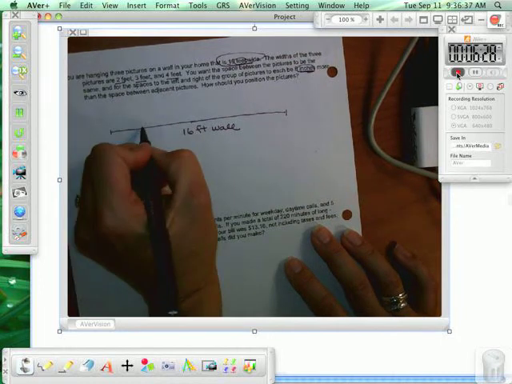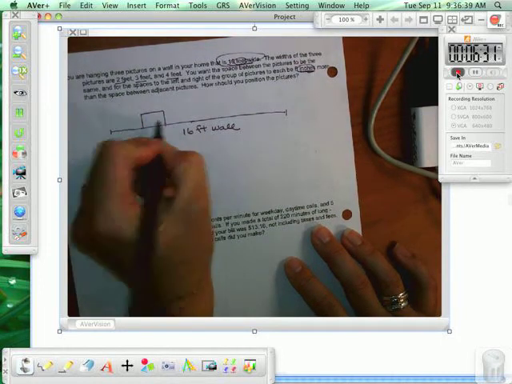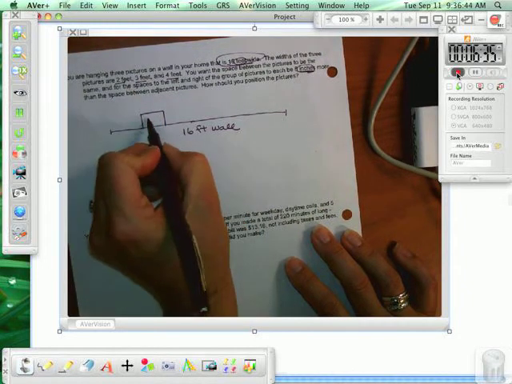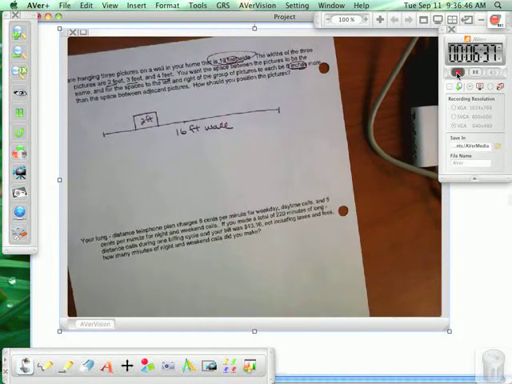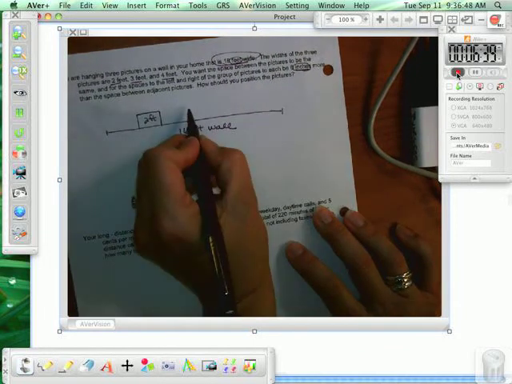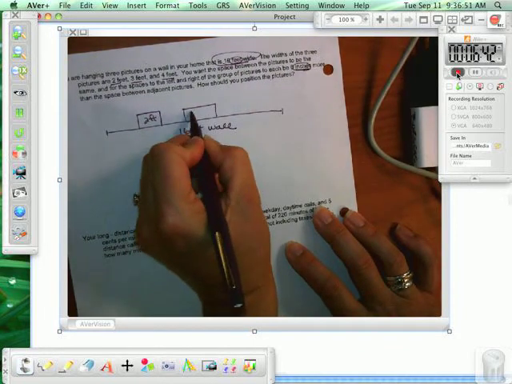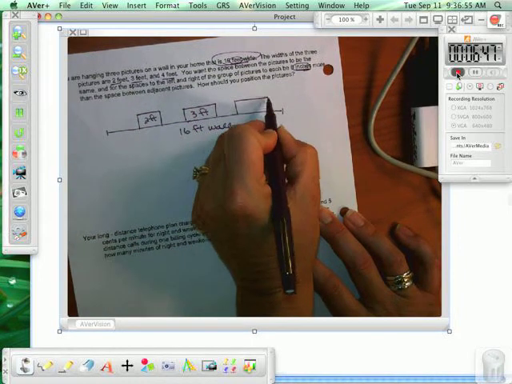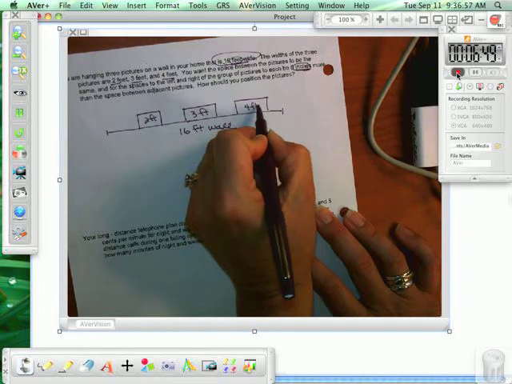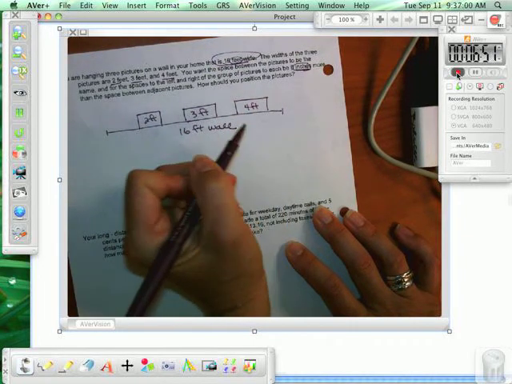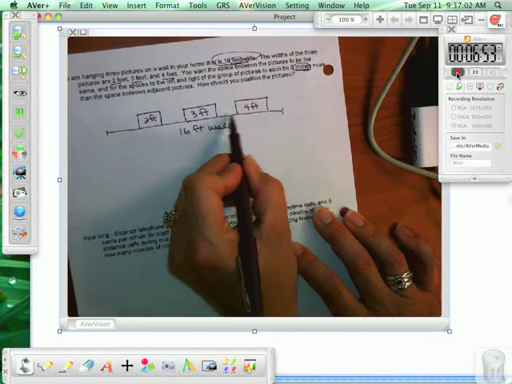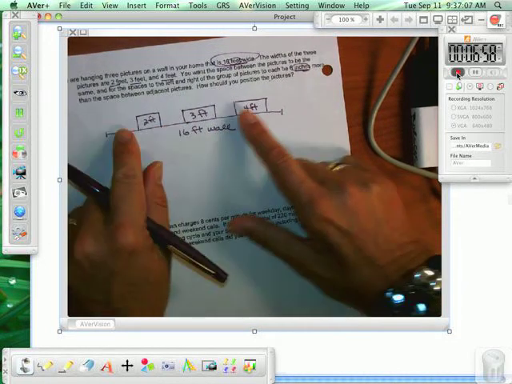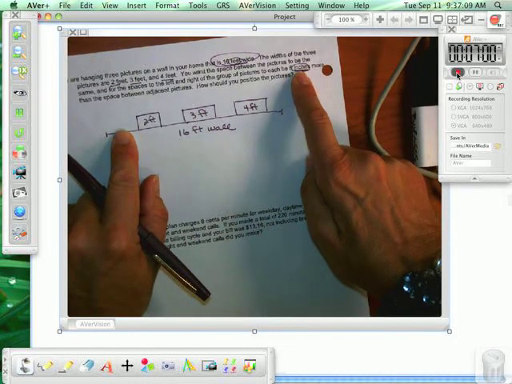Okay, I'm going to put a picture on there. The first picture is how wide? Does it say? 2 feet. The second picture is how wide? 3 feet. And the last one is how wide? 4 feet. Okay. I don't know this distance between, do I? But I do know that the end spots are 6 inches more.